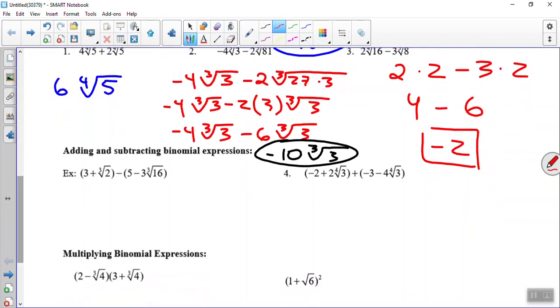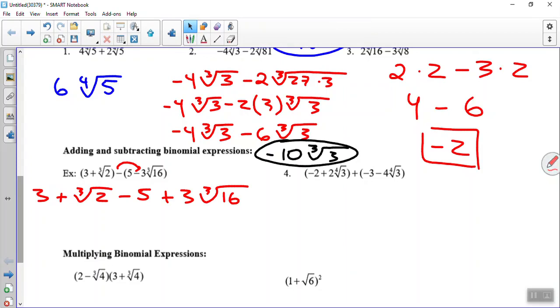All right, now add and subtract binomial expressions. So very similar to what we just did, there's just a lot more going on. Be careful to distribute your negatives. For example, 3 plus cube root of 2 minus 5 minus a negative, so plus 3 times the cube root of 16. Try to combine like terms, see what we get.